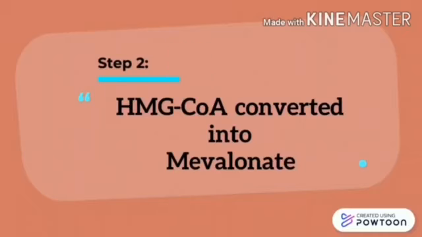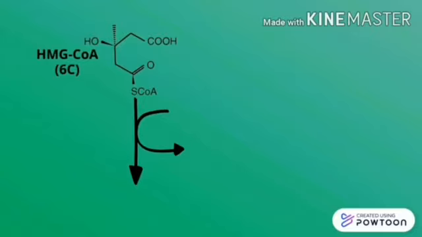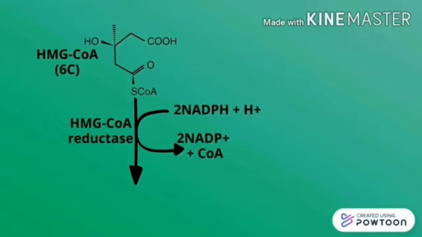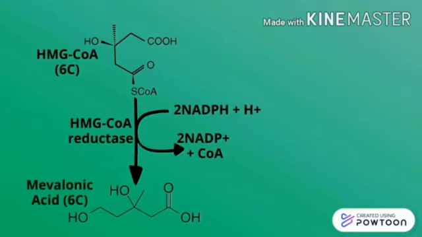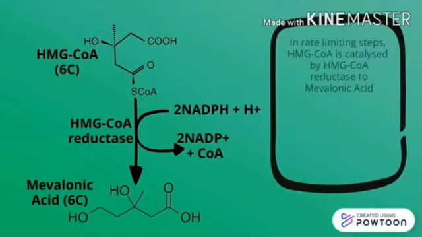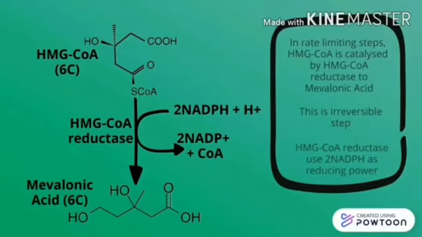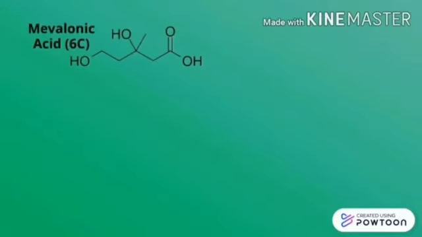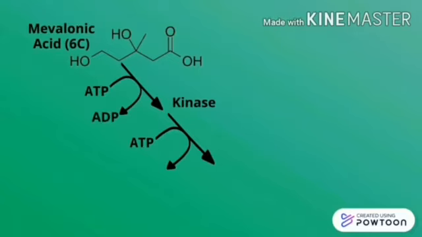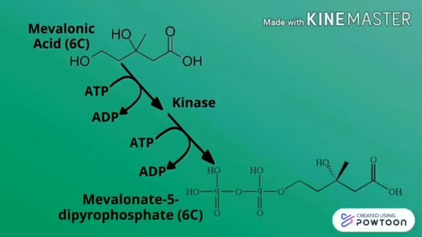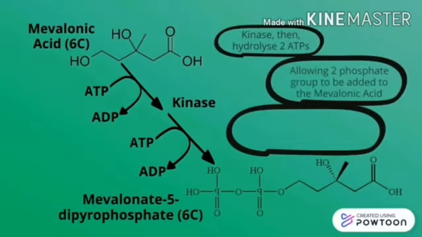Step 2, HMG-CoA converted to mevalonate. HMG-CoA is catalyzed by HMG-CoA reductase to form mevalonic acid. In this step, 2 NADPH and 1 hydrogen ion are utilized and released as 2 NADP+ and 1 CoA. Then, mevalonic acid undergoes 2 times hydrolyzation by kinase to form mevalonate.